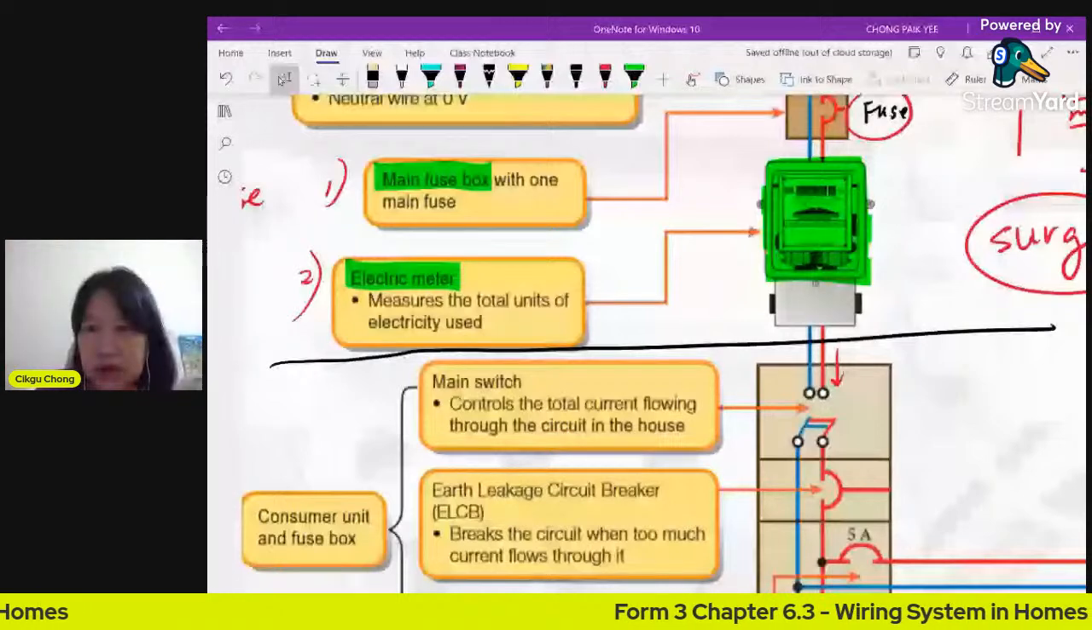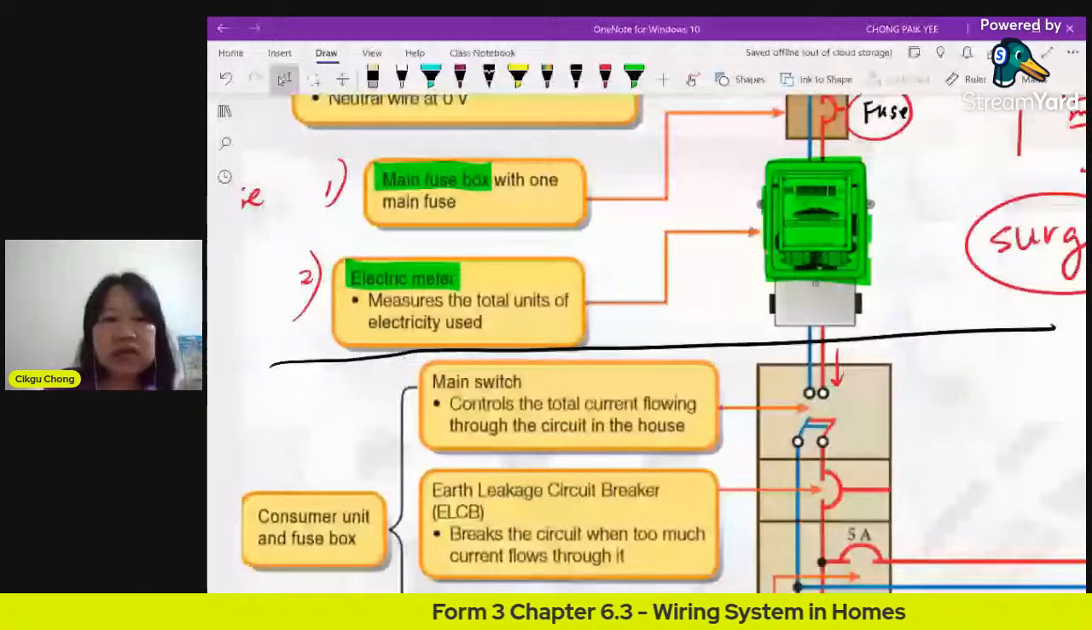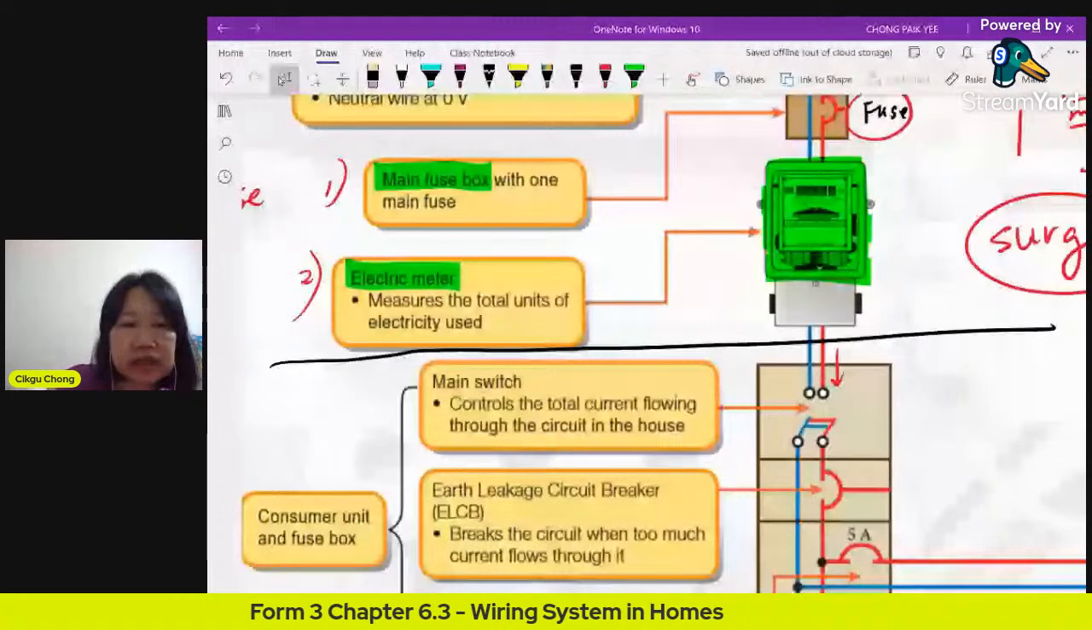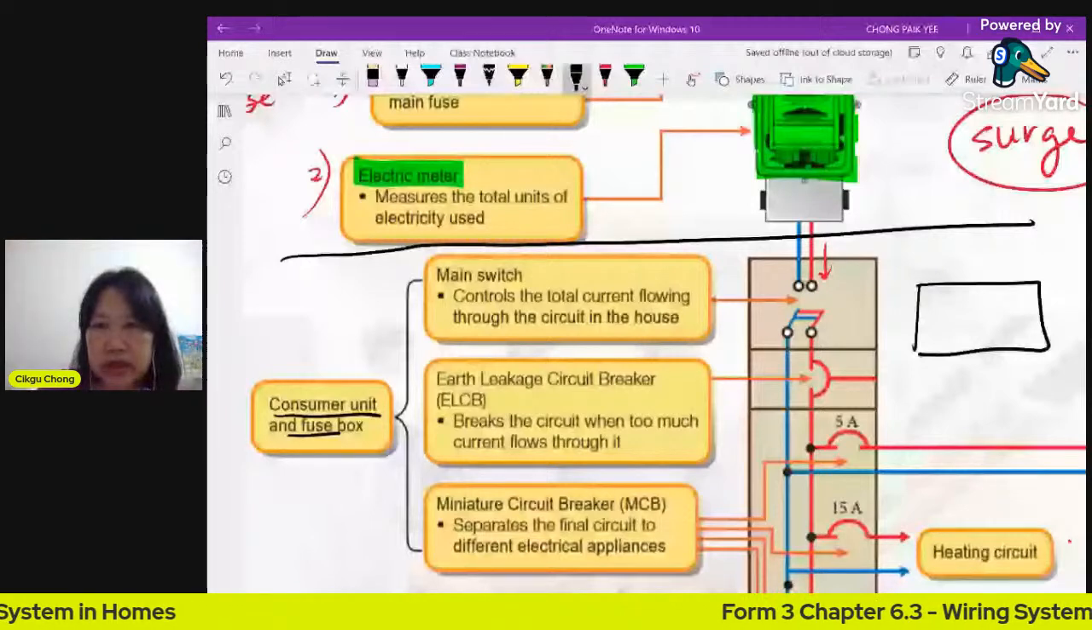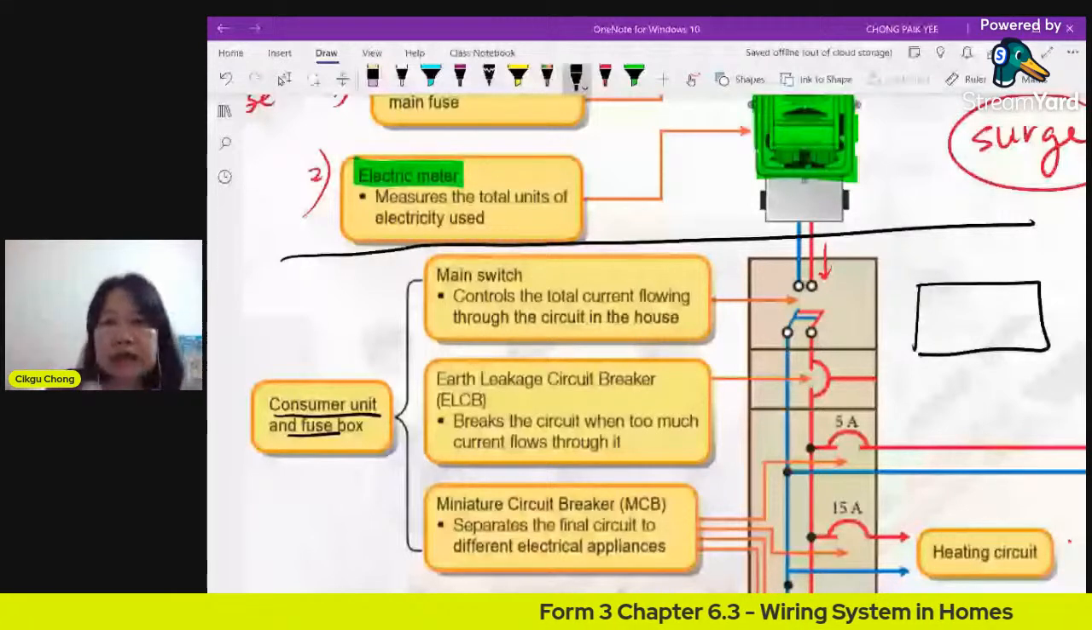Now, this is called a fuse. There are two things here. There's a consumer unit and a fuse board. This is a box here. In fact, I'm talking about this whole thing, this whole board here. There's one board here. Now, inside here, you have certain components.